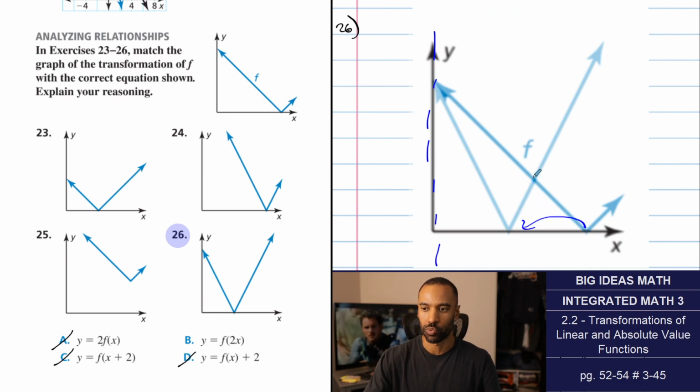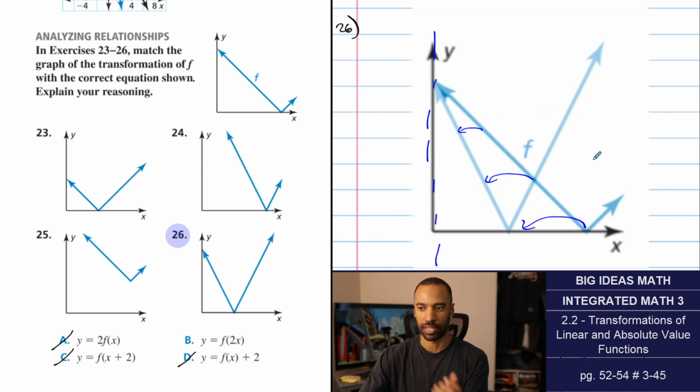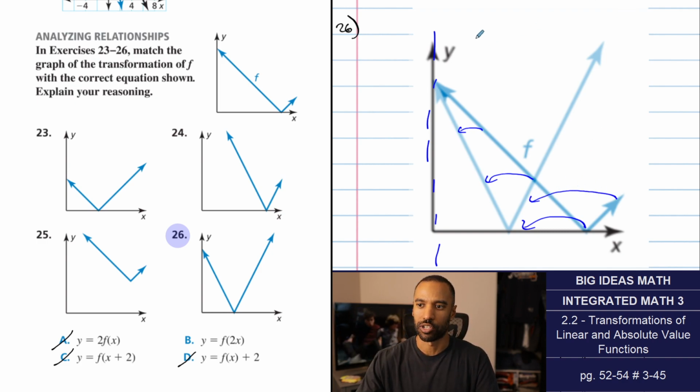This is twice as close as it was before. This is twice as close as it was before. I'm pointing at the wrong thing. This is twice as close as it was before, things like that. So this is a horizontal compression.